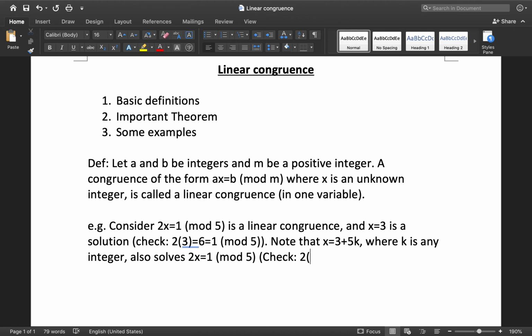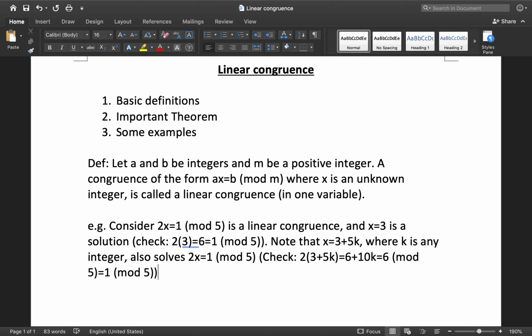For example, you substitute it back into the equation. So 2 times (3 plus 5k) gives me 6 plus 10k. And remember, because you are taking congruence with respect to 5, of course 10k always gives you 0. So that is congruent to 6 modulo 5, but that is also equal to 1 modulo 5. Okay, so that's why it solved the original problem.